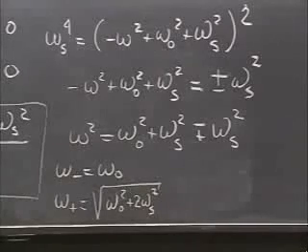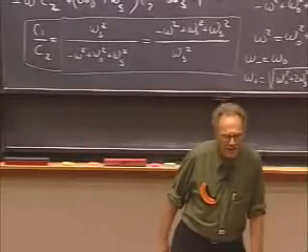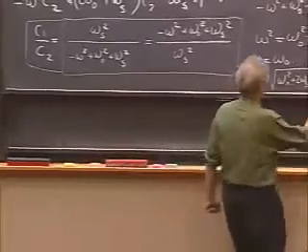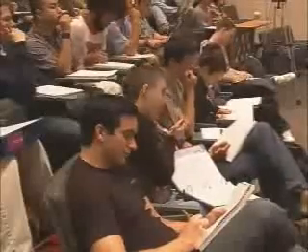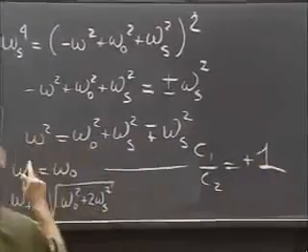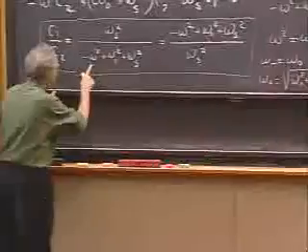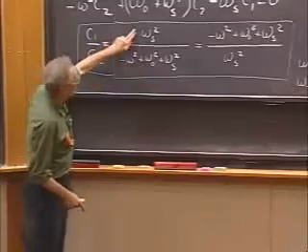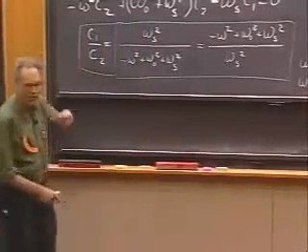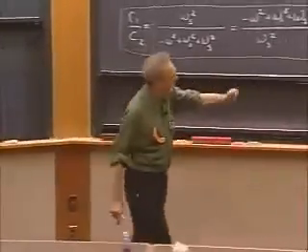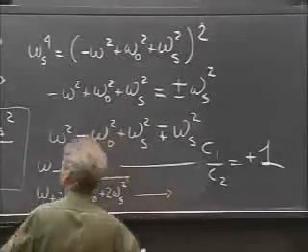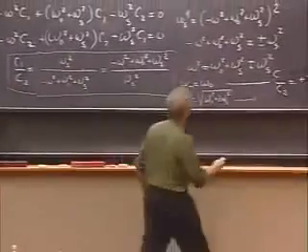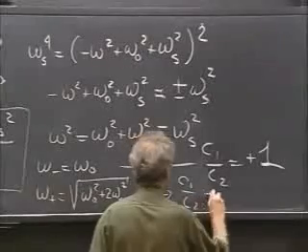What do you think that answer is? Plus 1. Not even 1, plus 1. So you get C1 over C2 is plus 1. If you take this omega 0 and you put it in here, you get omega 0 squared with a minus sign. With a plus sign, you have omega s squared divided by omega s squared, that is plus 1. And now you take the second solution and you put it in here. What do you think you're going to find? Minus 1. C1 over C2 is now minus 1.